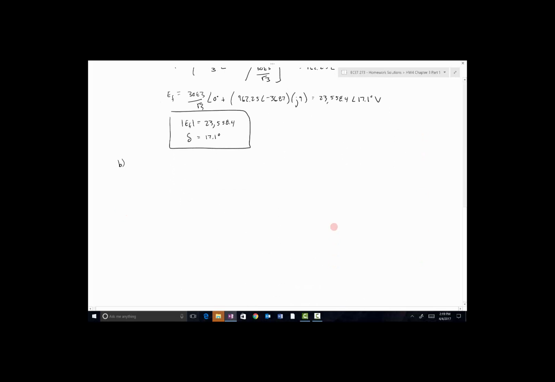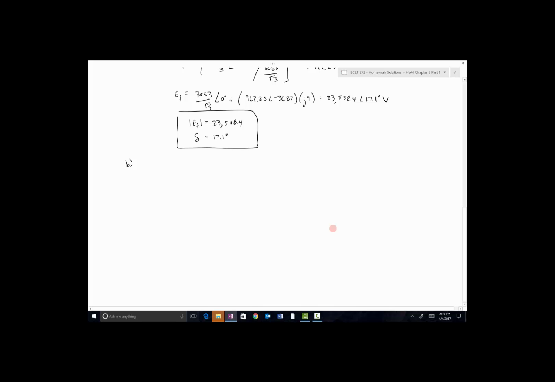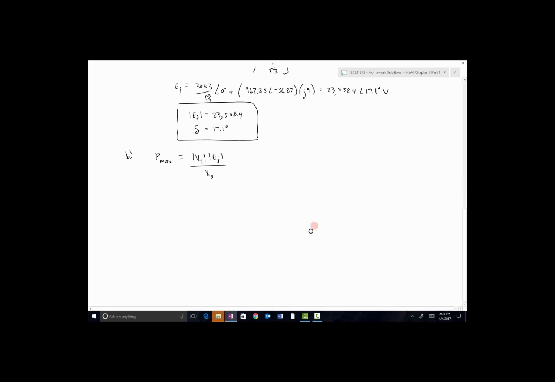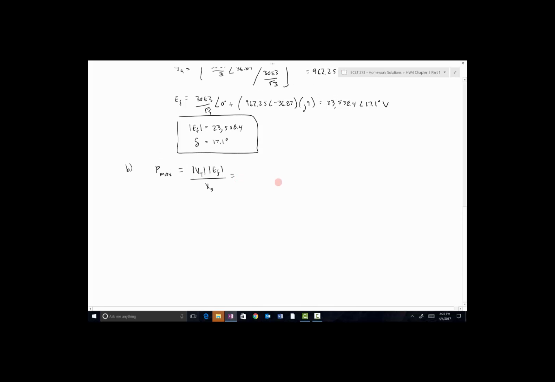So moving on to B, what we were asked to determine was, what is the maximum output power? And the formula for that, you can just remember that the output power formula is the magnitude of Vt times the magnitude of the excitation voltage, divided by the synchronous reactance. Now this formula is an approximation for when XS is much larger than RA, which in this case it is because RA is 0. So we get Vt, which was given to us as 30e3 over root 3. We just calculated the magnitude of EF, 23,558.4, and then XS was 9 ohms. Notice that's not jXS, it's just XS. And that gives us 45.34 megawatts.